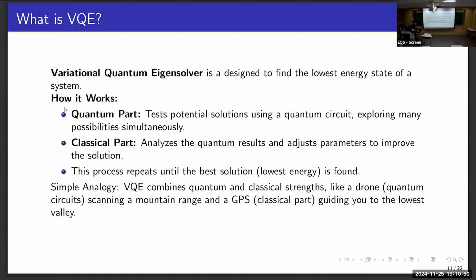So if we make some analogy, it combines quantum and classical strengths, like drones scanning a mountain range, and GPS. GPS is the classical part, guiding you to the lowest valley.